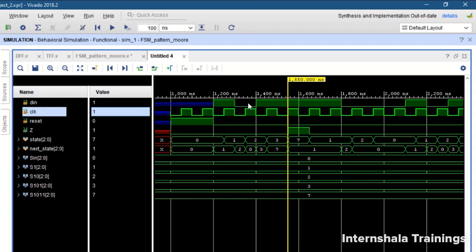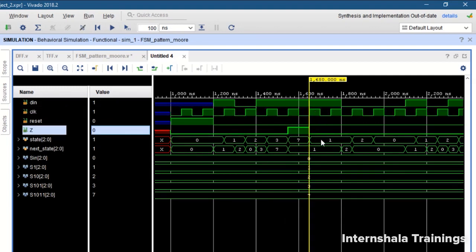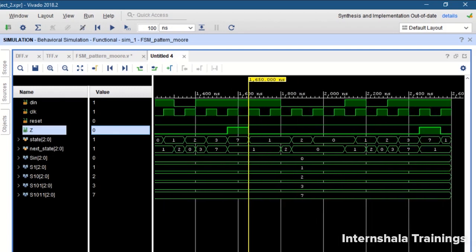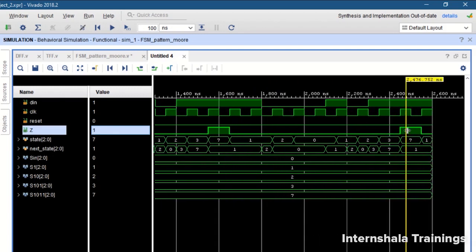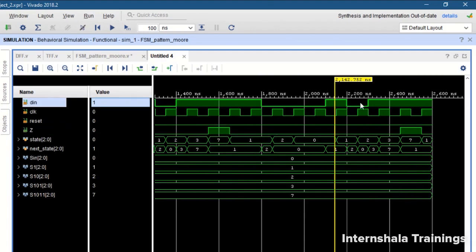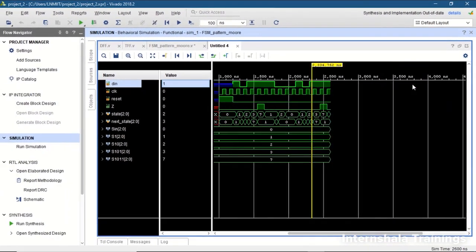This is 1011. Now if I give one more 1, we are back to state S1. And this way we keep on finding for these pattern, and one more pattern is found here, which is 1011. So whenever we detect the pattern, output is 1, otherwise the output is 0.